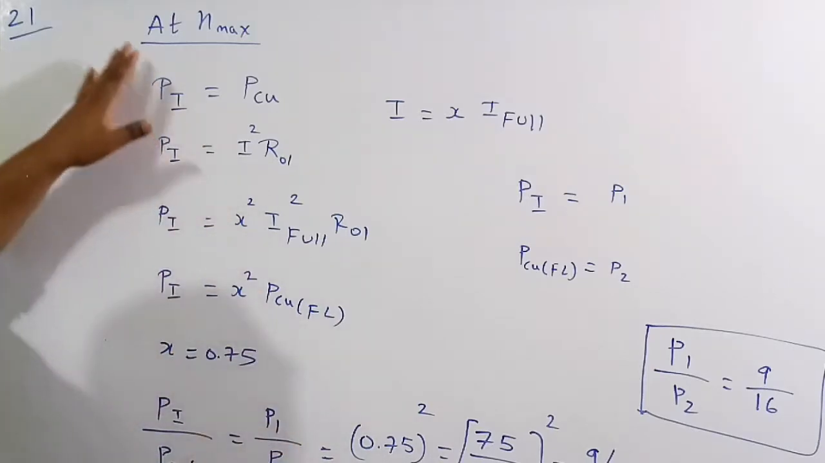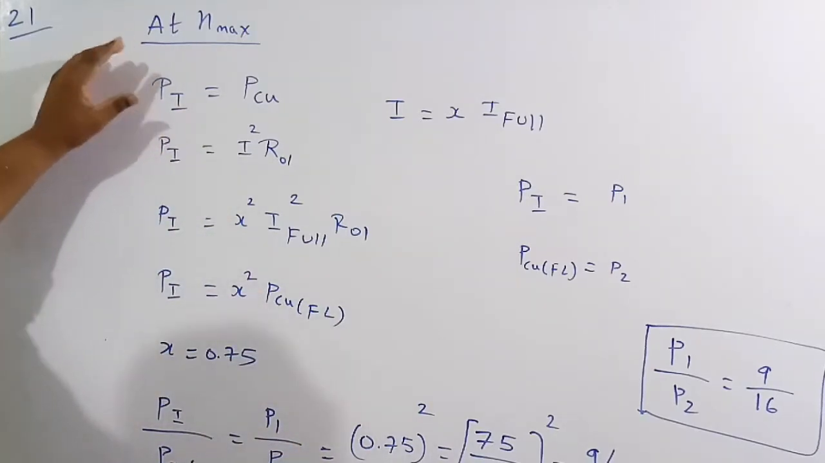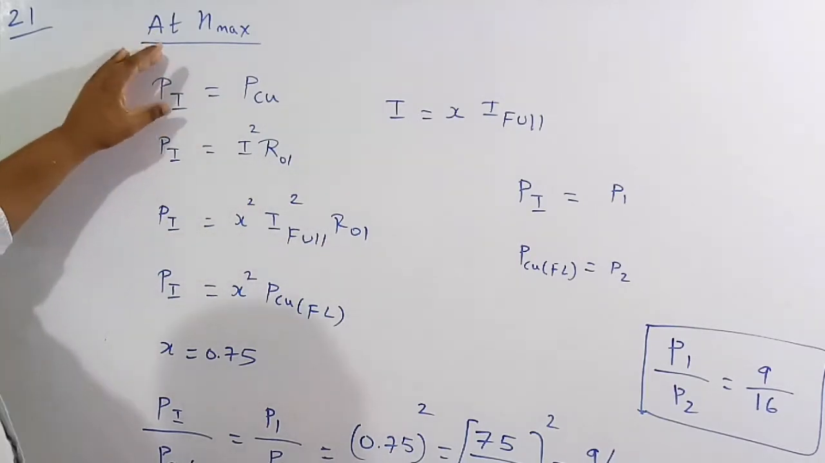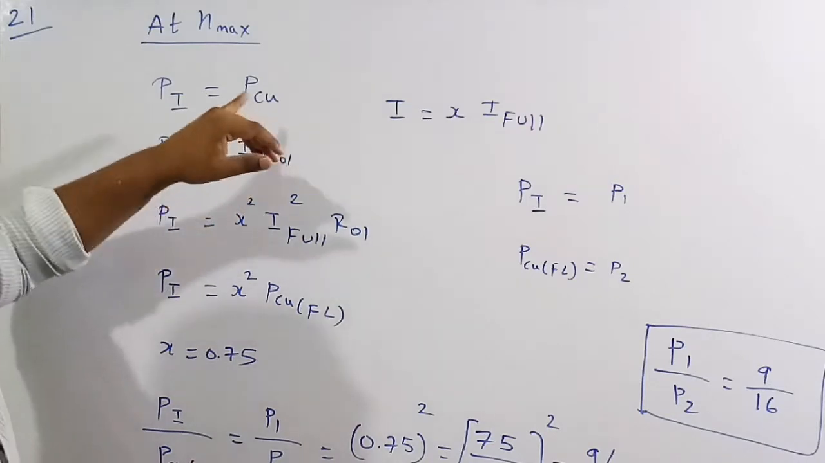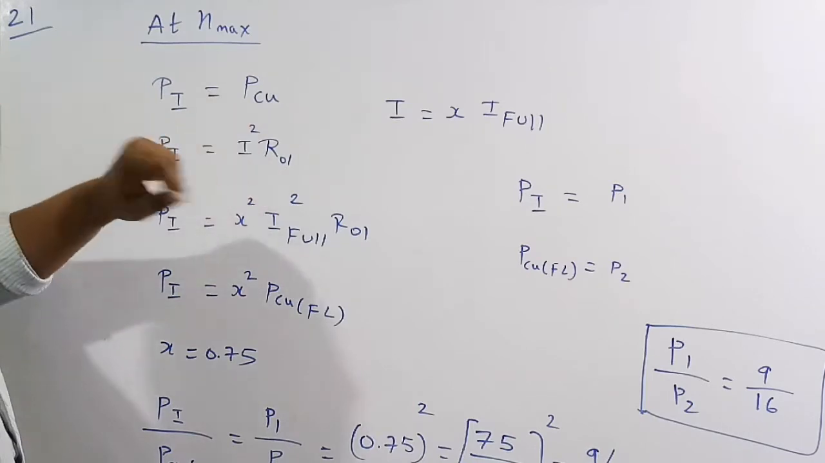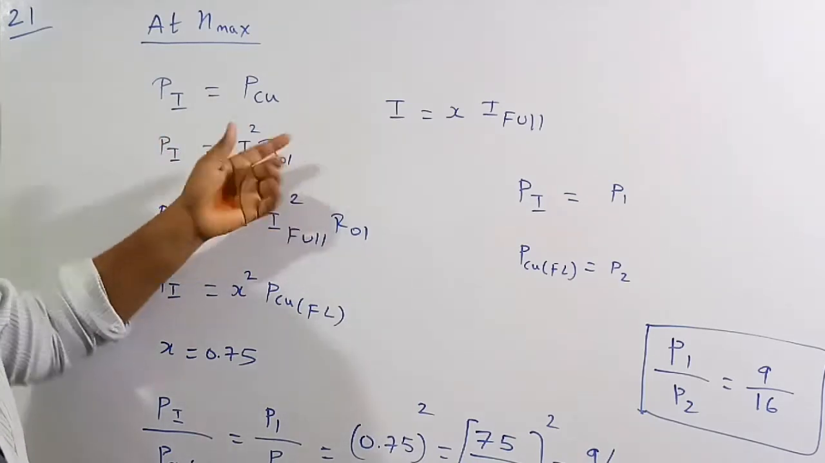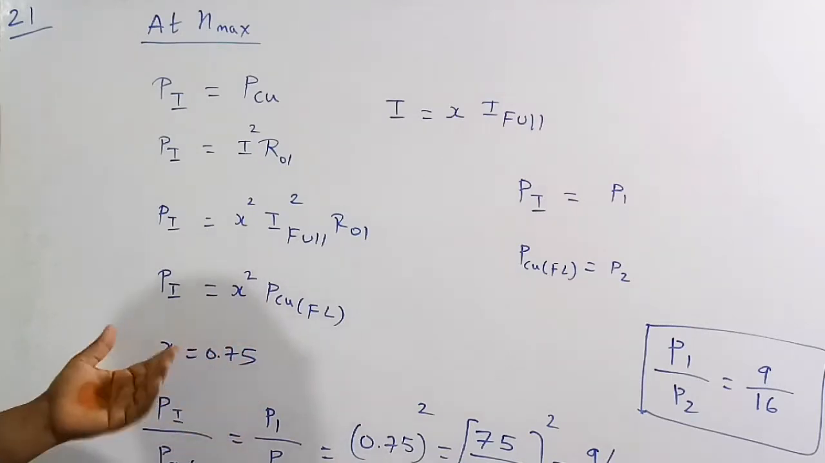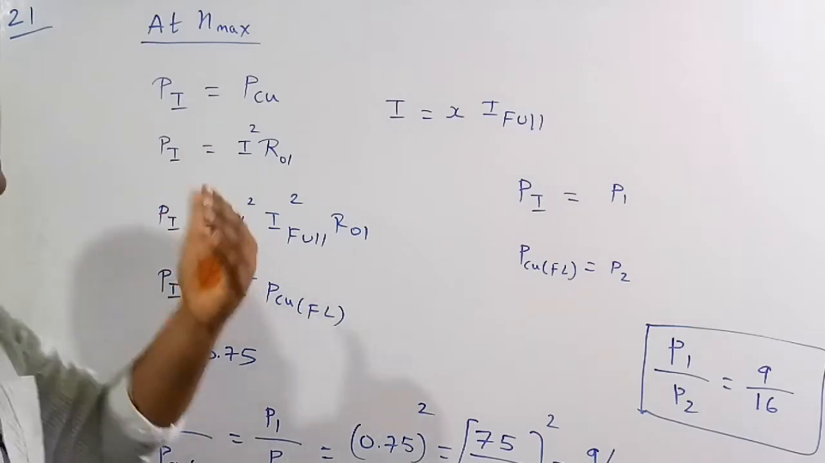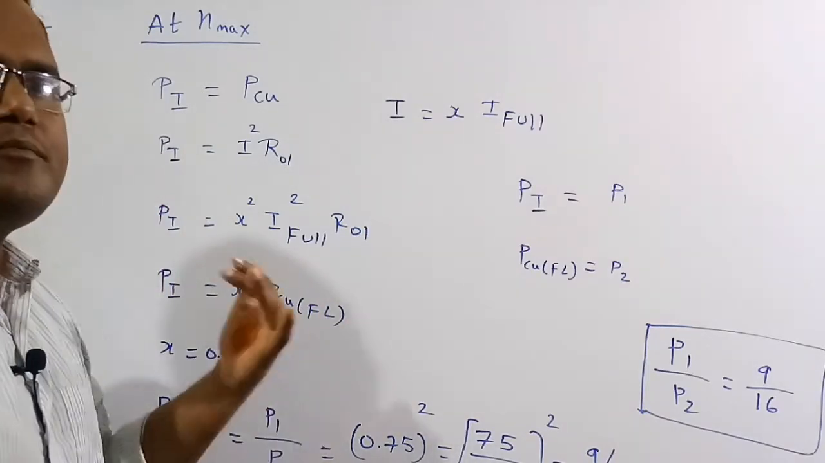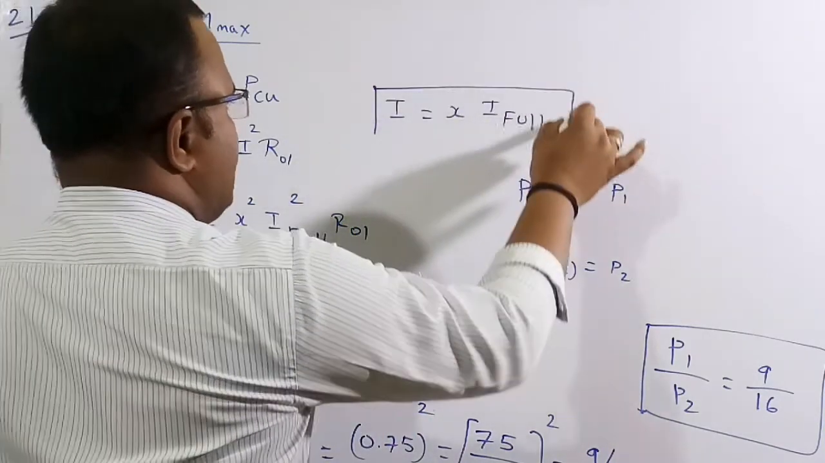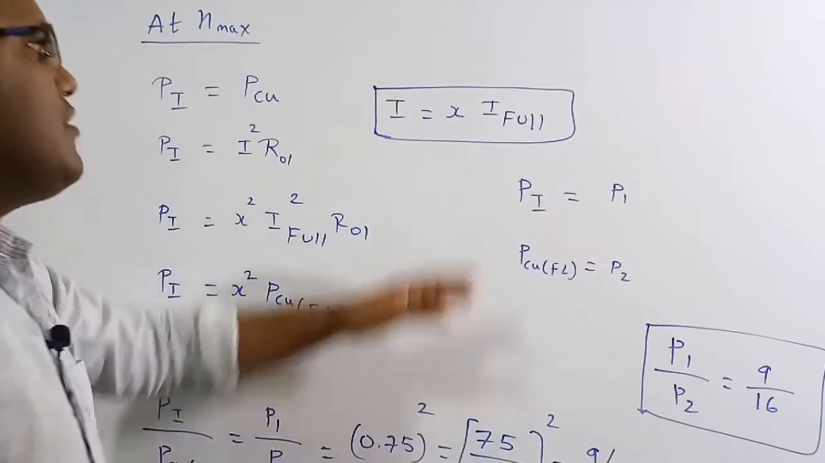So basically at maximum efficiency in a transformer, the condition is that the constant loss is equal to the variable loss. In the transformer the constant loss is the iron loss and the variable loss is the copper loss, because the copper loss depends upon the load. So the copper loss we can write as I square times R01, the effective resistance referred to the primary, or you can go for the secondary also, R02, the effective resistance of both the primary winding and the secondary winding referred to the secondary or primary, you can take any value. So the current in the transformer at any load is a fraction of the full load current.